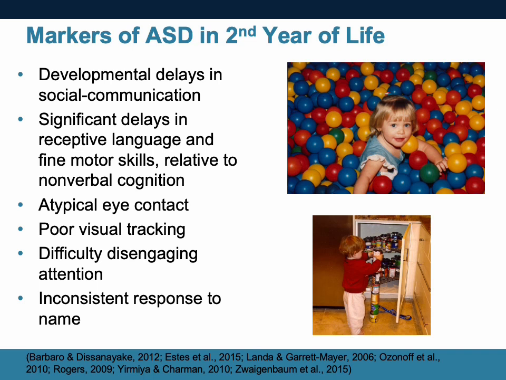Atypical eye contact, in other words, not particularly meshed with other nonverbal communicative behaviors, is often observed in the second year of life, as is poor visual tracking of objects, suggesting that the sensory motor system and the neurological integrity of the developing infant is impaired in ways that can be subtle and hard to track.